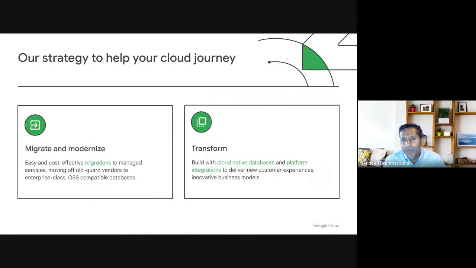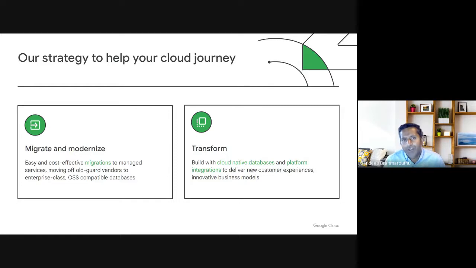So let's talk about ways that Google can help your cloud journey. At a high level, Google can help our customers in a couple of different ways. One is offering easy and cost-effective migrations to Google managed services. For example, helping our customers move off of old guard legacy database vendors to enterprise class open source compatible databases, as an example.